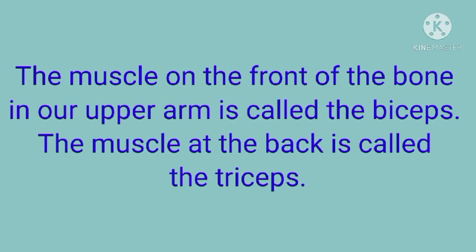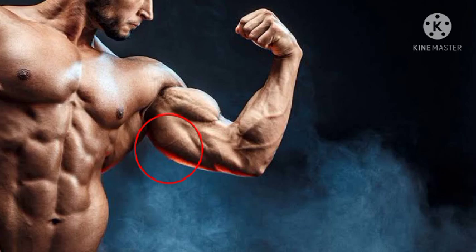Now let's talk about the muscles on the front of the bone in the upper arm. The upper muscle of our arm is called the biceps, and the muscle at the back is called the triceps. You can see in the picture, the lower muscle is the triceps, and the upper part of the arm is the biceps.